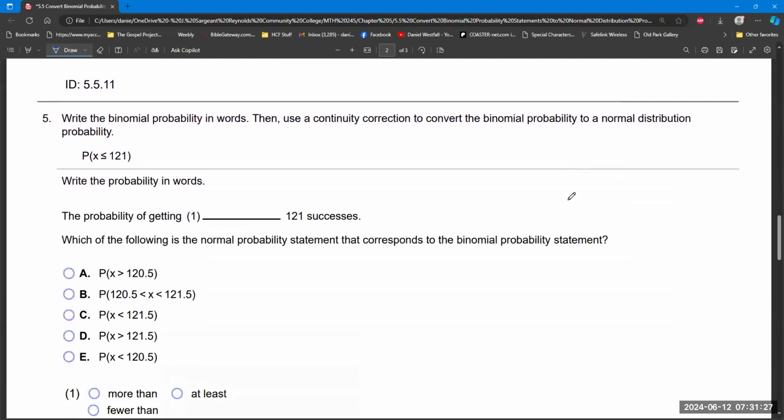Less than or equal to 121. So 121 is my right-hand boundary. So I'm going to add 0.5, and that should be less than or equal to 121.5.